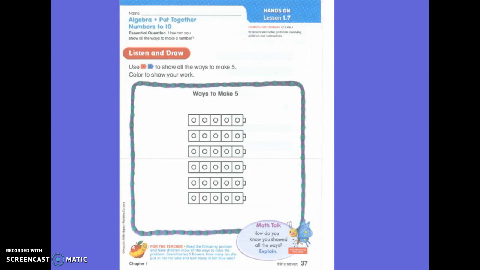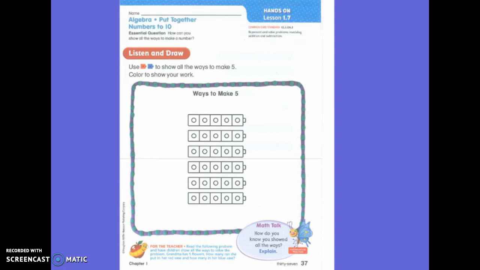Grandma has 5 flowers. How many flowers does Grandma have? 5! How many can she put in her red vase? And how many can she put in her blue vase? 2. So we are going to show that using cubes today, because remember, we've been doing that in class.